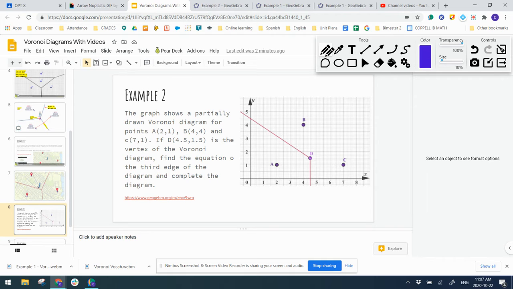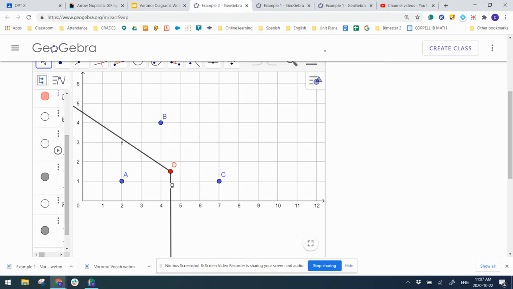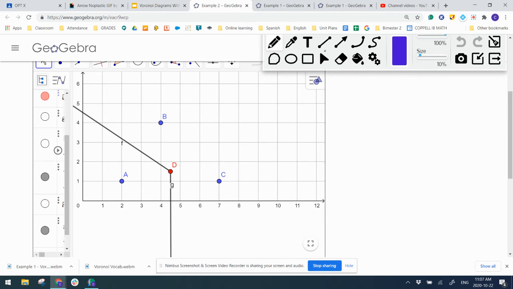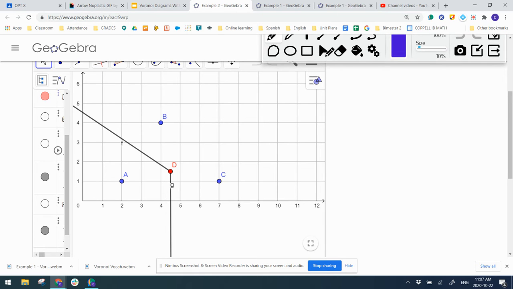So that line would go somewhere in here, where it would be a perpendicular bisector between the points B and C, and it would hit this point here. So this is where our steps come in from last class, when we were trying to find the equation of our perpendicular bisectors. So the first thing we need to do is find that gradient, that slope.